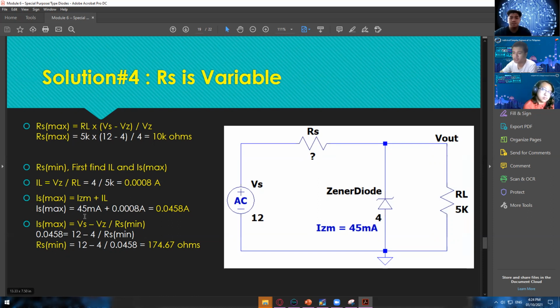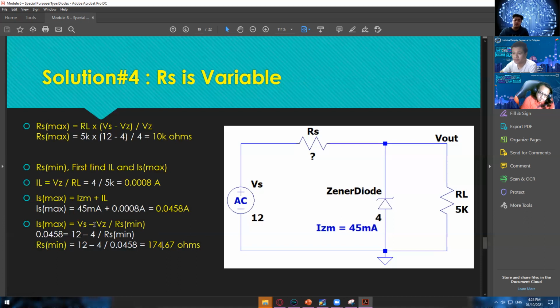And then for the IS max right here, okay. IS max is already this one, but we can use this IS max formula. So this is another formula for IS max. We have VS minus VZ divided by RS mean to get the value of your RS mean. So just arrange this one in this manner, and then you will get 174.67 ohms.